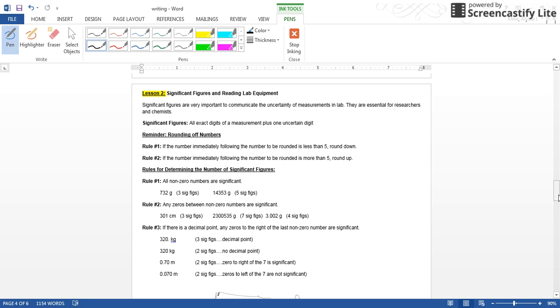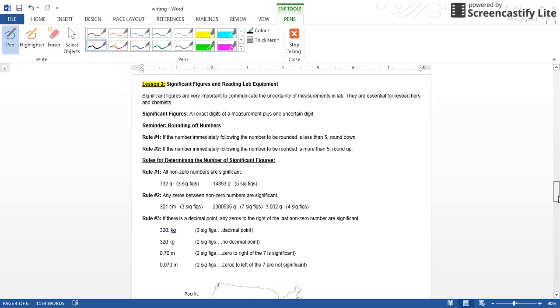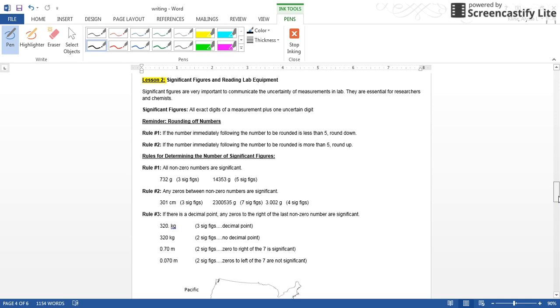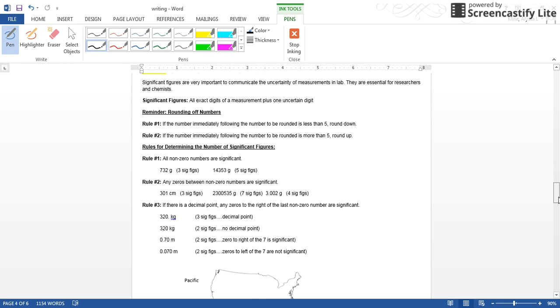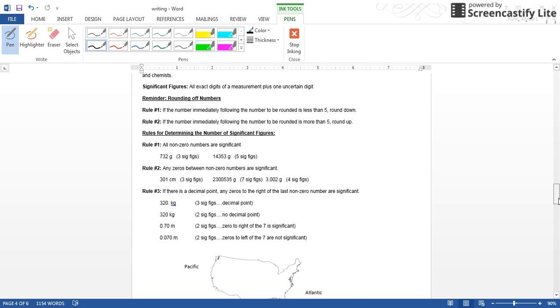So just as a reminder, in terms of rounding off numbers, if the number immediately following the number to be rounded is less than 5, we're going to go ahead and round down. If it's more than 5, we're going to go ahead and round up, and so forth. That's just a common reminder.